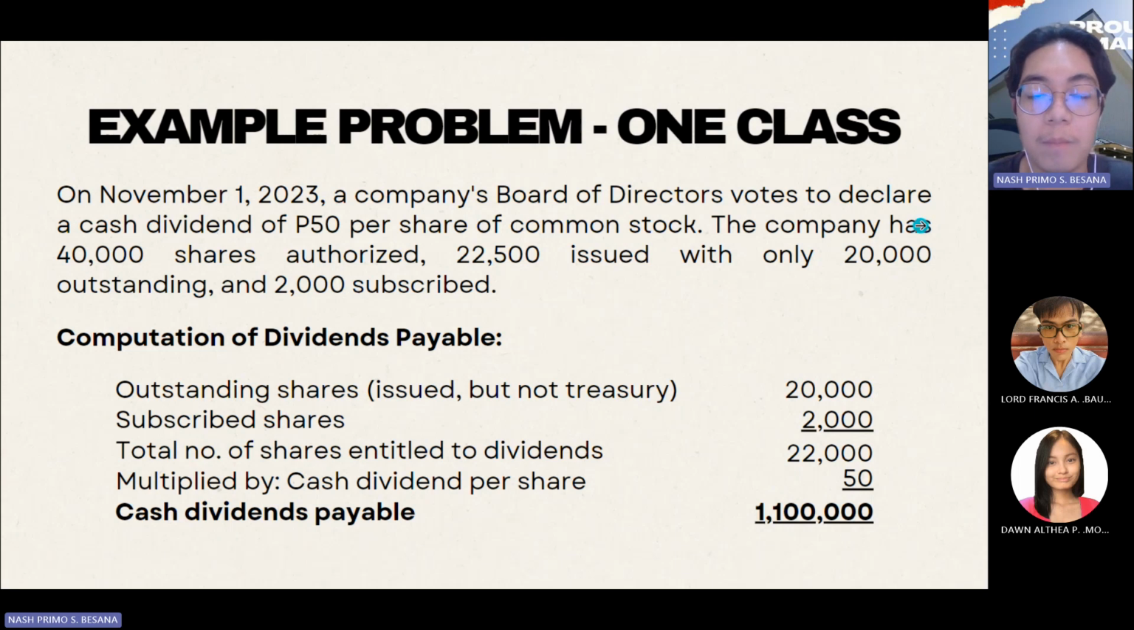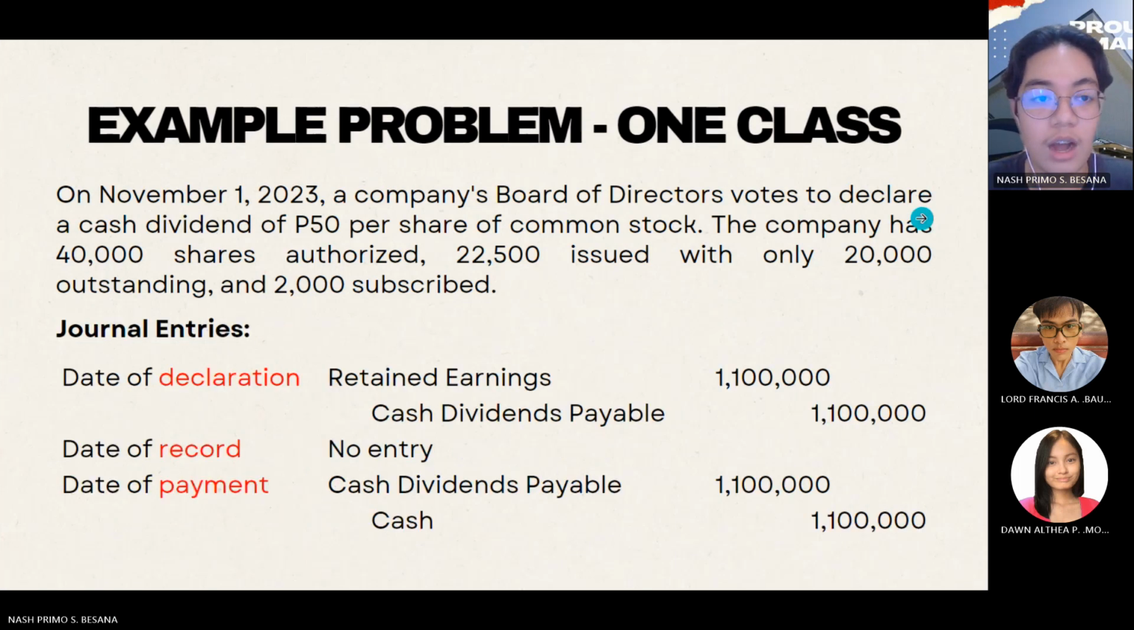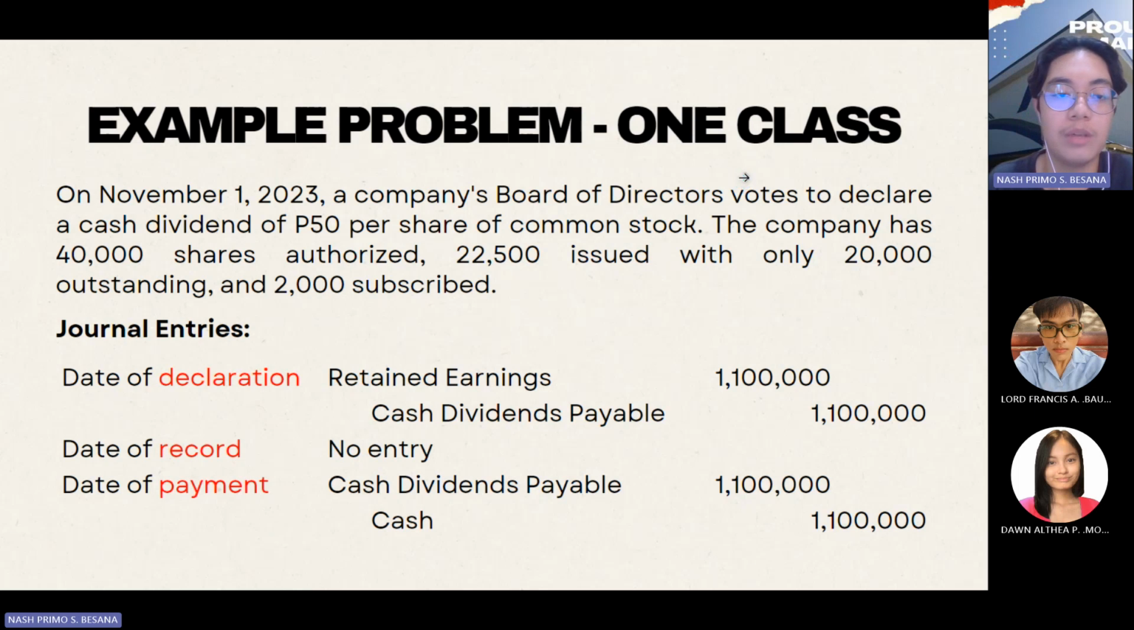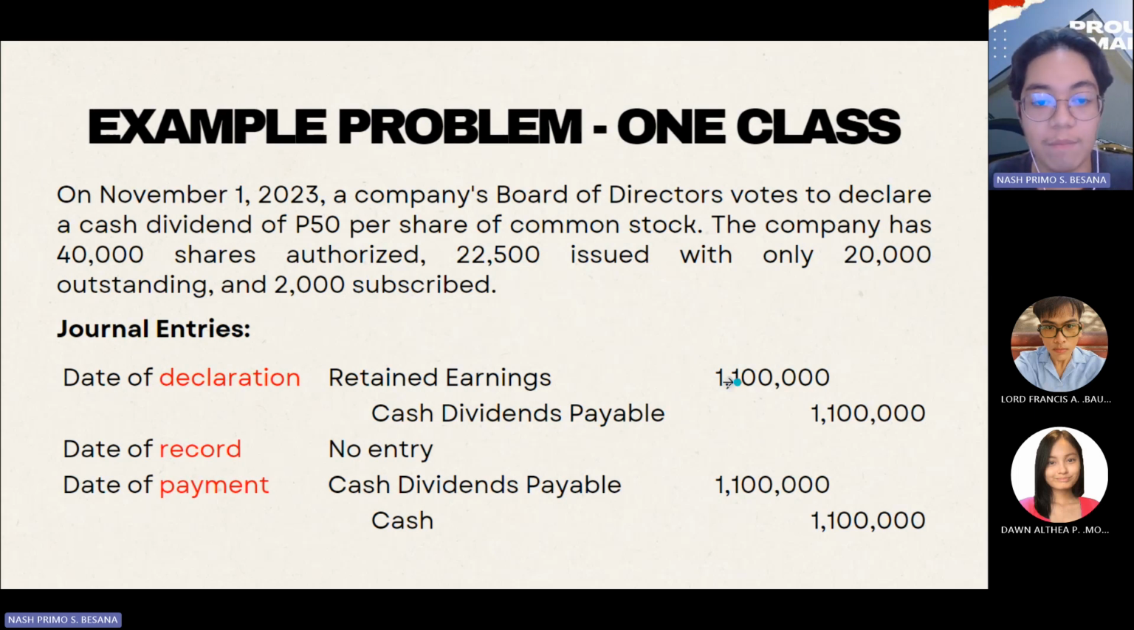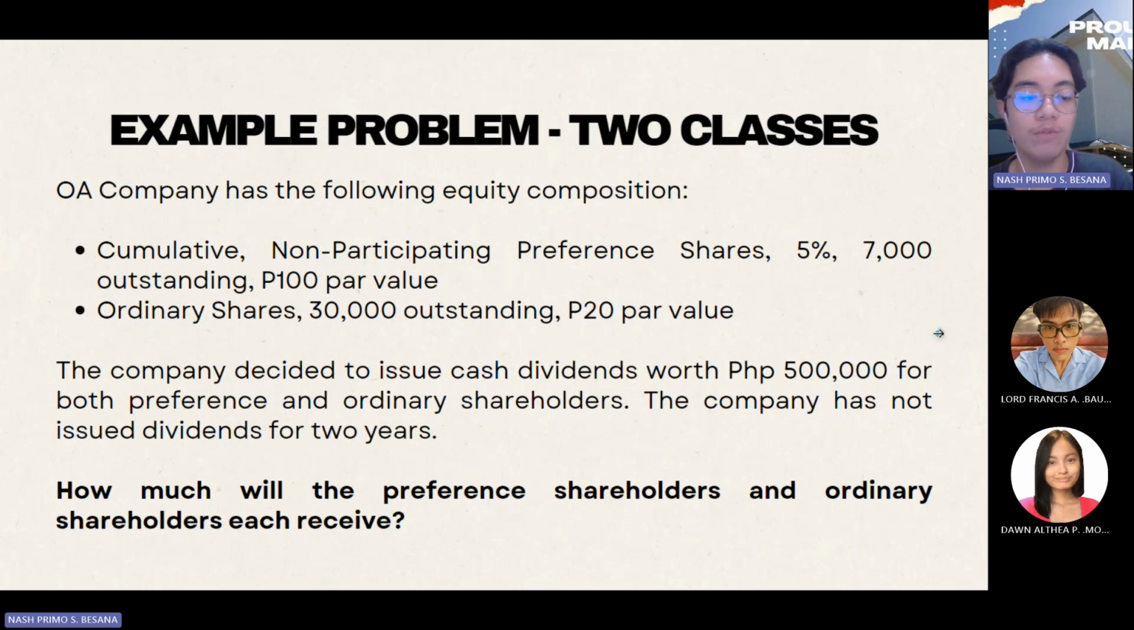So kapag ordinary, madali pa talaga siya. But kapag 2 classes na, there would be confusions na talaga. So the journal entries, debit retained earnings 1,100,000, credit cash dividends payable 1,100,000. And then kapag record, walang entry, kapag date of payment, i-close na si liability, debit cash dividends payable 1,100,000, credit cash 1,100,000. So now we move on sa 2 classes na there's ordinary and there's also preference shares.